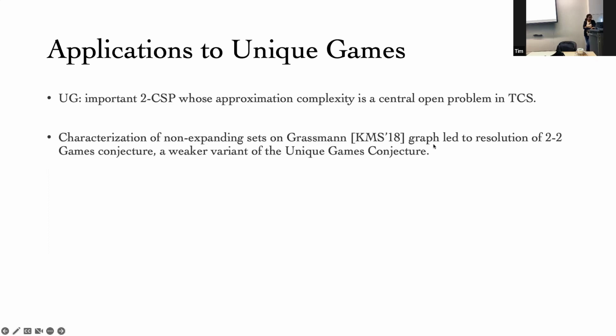Interestingly, the characterization of non-expanding sets on the Grassmann graphs, the one graph that I mentioned previously, led to the resolution of a very important conjecture known as the 2-to-2 games conjecture. And this is a weaker variant of the unique games conjecture. And as far as I know, this was the first time where all this really math stuff was used in TCS, like this whole theory of expansion.